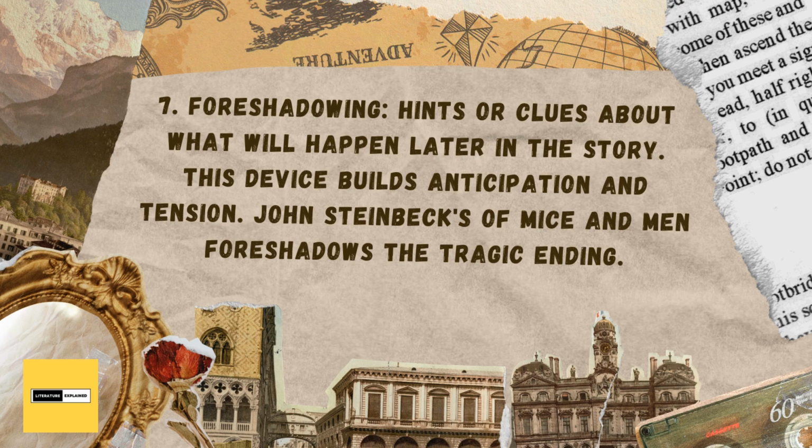7. Foreshadowing. Hints or clues about what will happen later in the story. This device builds anticipation and tension. John Steinbeck's Of Mice and Men foreshadows the tragic ending.